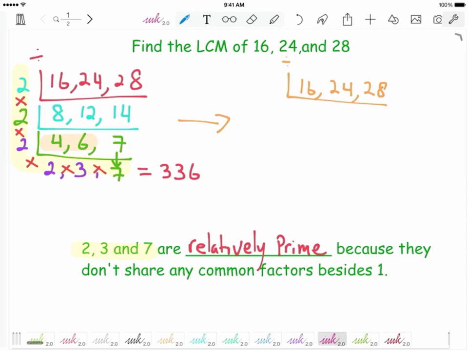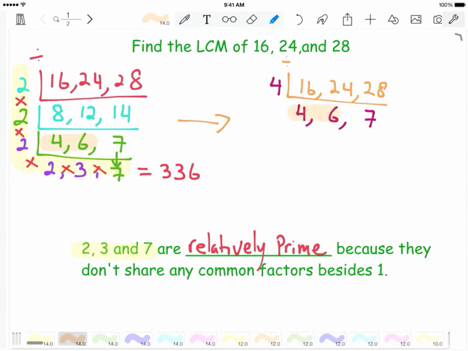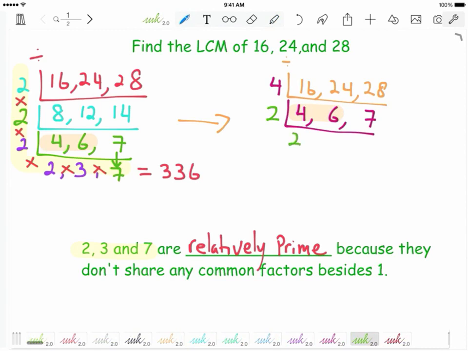Besides 2, 16, 24, and 28 are all divisible by 4, bringing 16 down to 4, 24 down to 6, and 28 down to 7. Now, only 4 and 6 share a common factor, which is 2, so we factor them only, bringing 4 down to 2 and 6 down to 3 again. Since 7 was not used, you just rewrite it. Now, 4 times 2 times 2 times 3 times 7 is still 336.